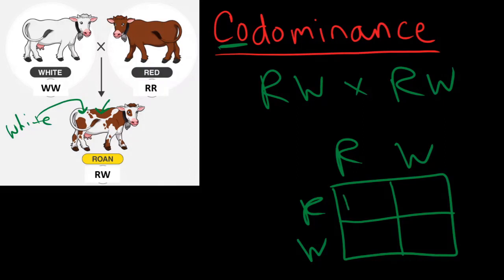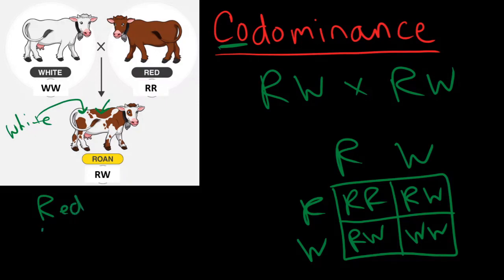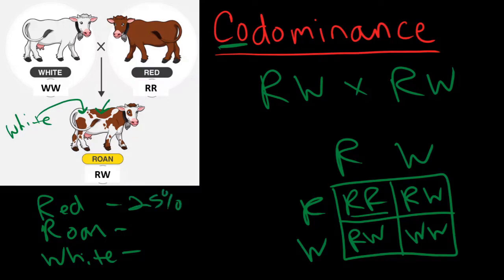Okay, so I hope you've had a chance to pause the video and complete this. And as we finish it, we'll find that we can have red cows, we can have roan cows from this cross, and we can have white cows from this cross. So all three phenotypes are possible in this case. So the red would be 25%, the roan would be 50%, that's the heterozygous RW, and then the white is the homozygous WW. So it is the last 25%.